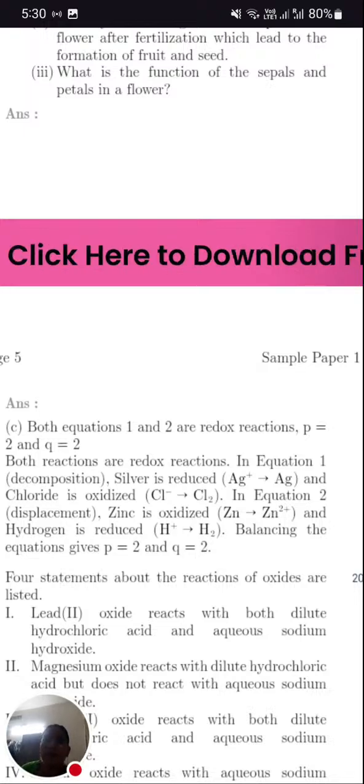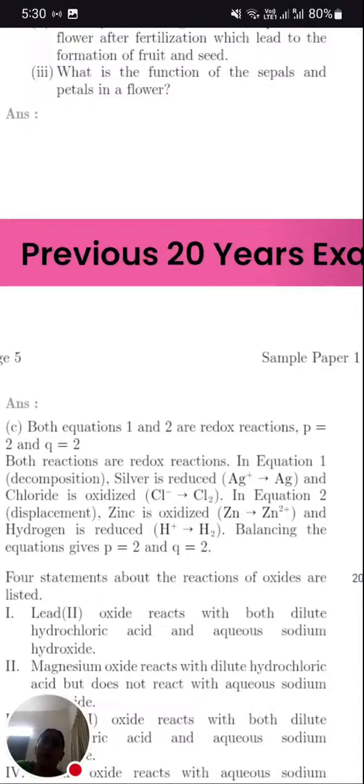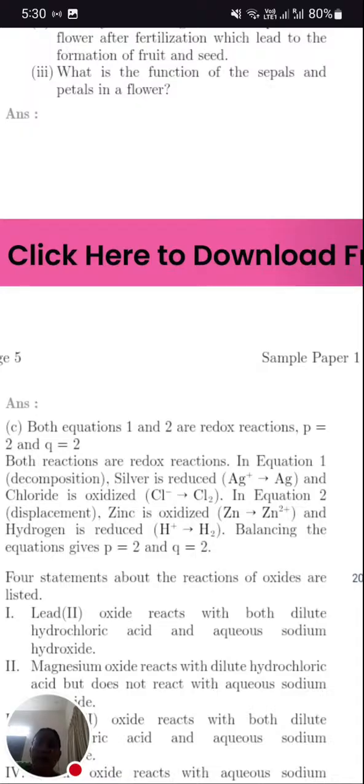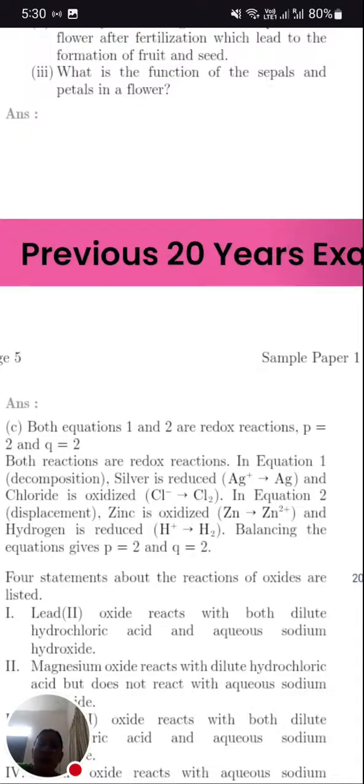In equation 1, silver is reduced, Ag+ to Ag, and chlorine is oxidized from Cl- to Cl2. And in the second equation, zinc is oxidized, Zn to Zn2+. Okay, let's see the equation once again to have a clear explanation.